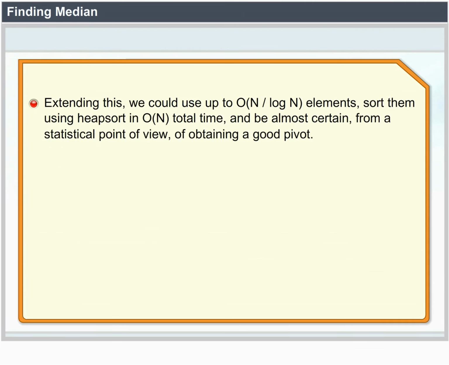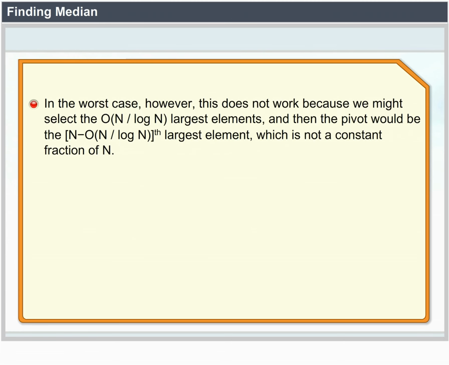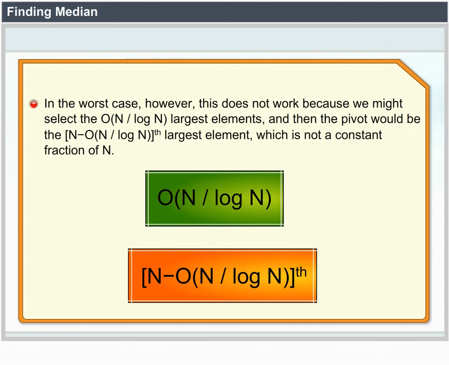Extending this, we would use up to O(n / log n) elements, sort them using heap sort in O(n) total time, and be almost certain from a statistical point of view of obtaining a good pivot. In the worst case, however, this does not work because we might select the O(n / log n) largest elements, and then the pivot would be the (n minus O(n / log n))th largest element, which is not a constant fraction of n.